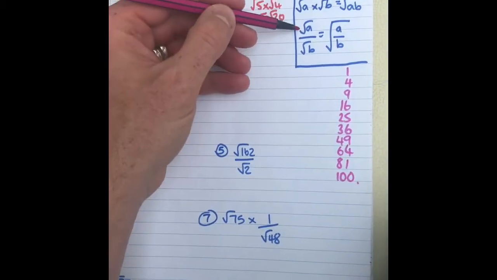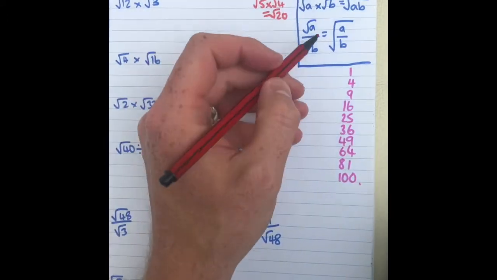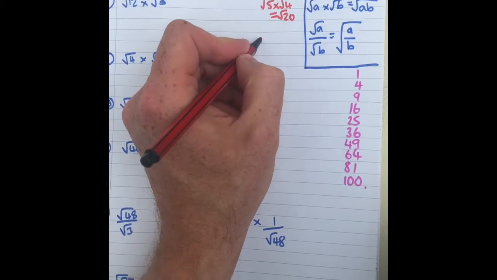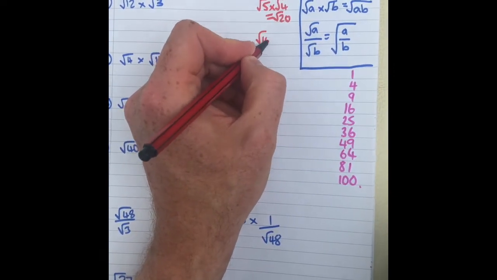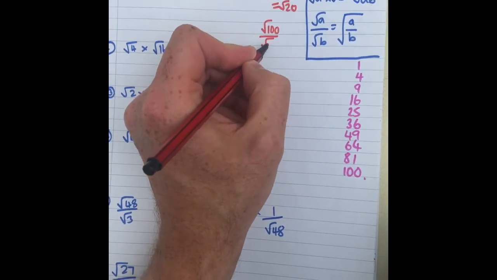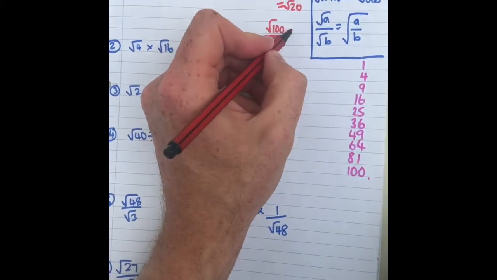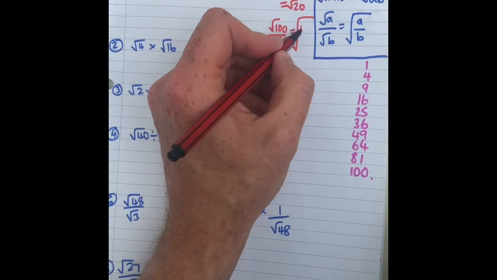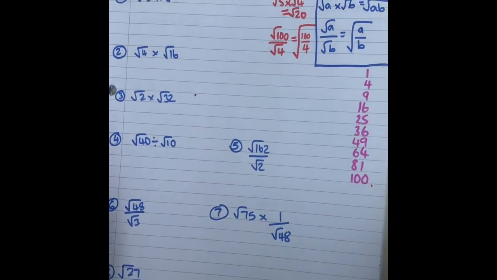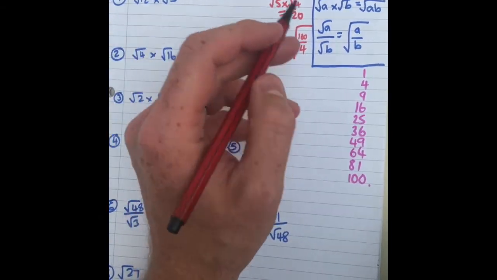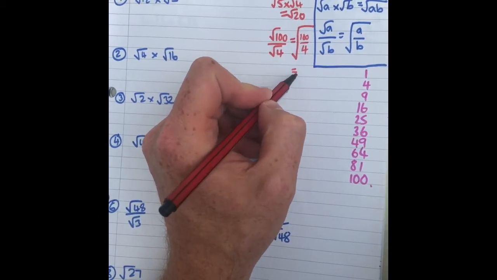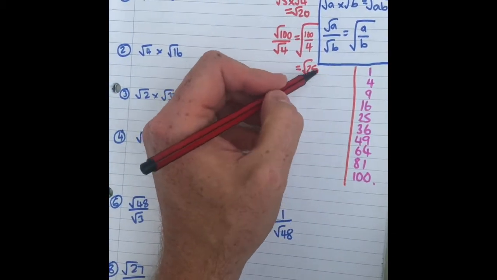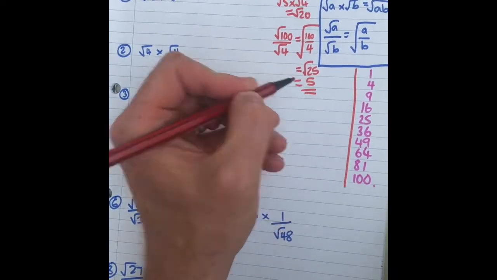The second rule, which is root a over root b, is if I take the square root of a number and divide it by the square root of a different number. So for example, if I said root 100 over root 4, that is the same as the square root of just those two numbers divided by each other. So 100 over 4. Now the key thing is, can you simplify these down? 100 divided by 4 is 25, so this becomes the root of 25. And this is where your square numbers come in. Root 25 is 5.